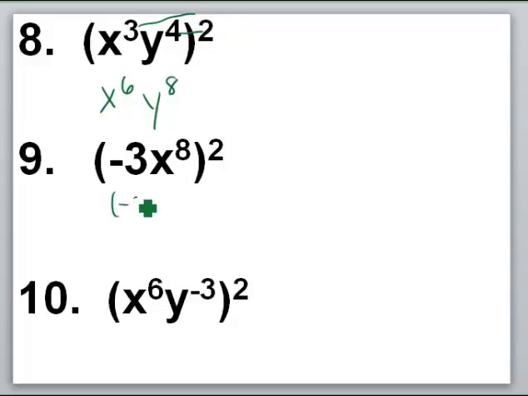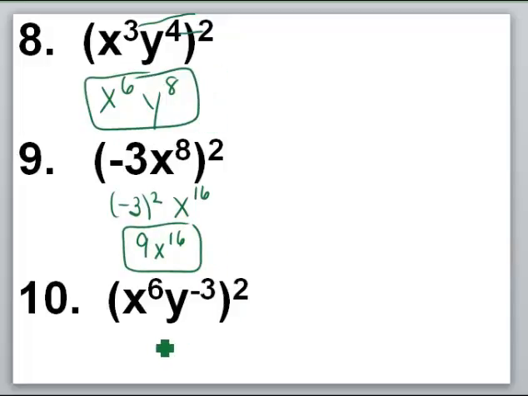This next part, the negative is being raised to the second power. So I'm really saying negative 3 to the second power. I'm also saying x, 8 times 2 is 16, x to the 16th power. Negative 3 times negative 3 is 9. And then I have x to the 16th power.